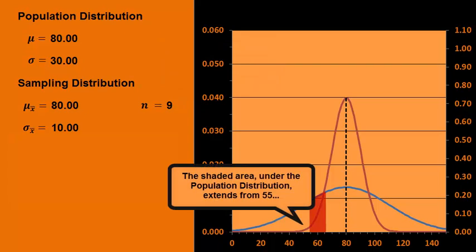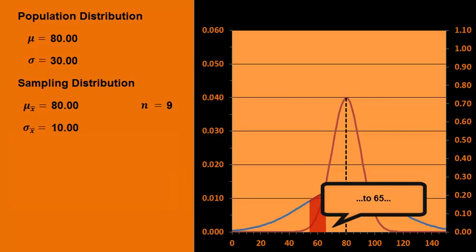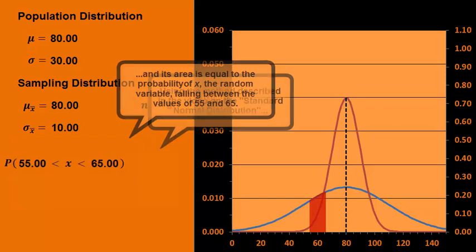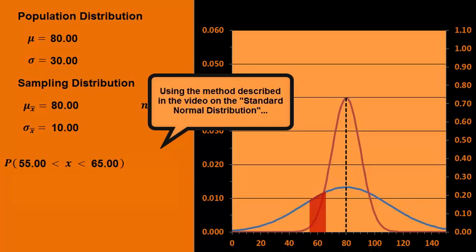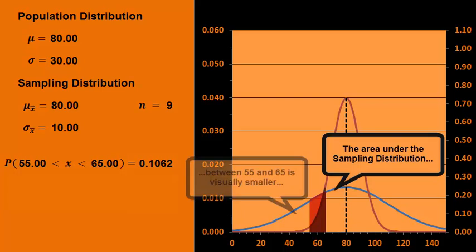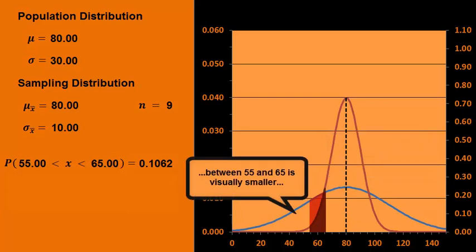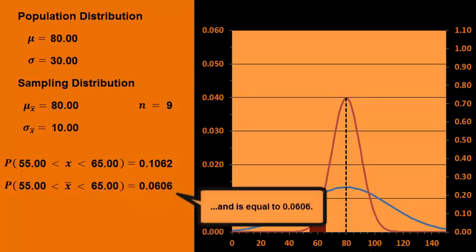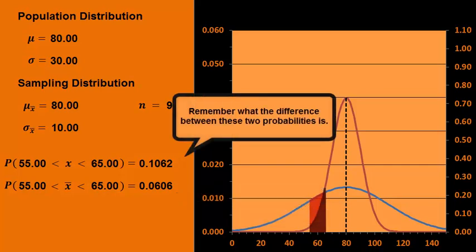The shaded area under the population distribution extends from 55 to 65, and its area is equal to the probability of x, the random variable, falling between the values of 55 and 65. Using the method described in the video on the standard normal distribution, we determine the probability to be 0.1062. The area under the sampling distribution between 55 and 65 is visually smaller, and is equal to the probability of x bar being between 55 and 65, which is 0.0606.